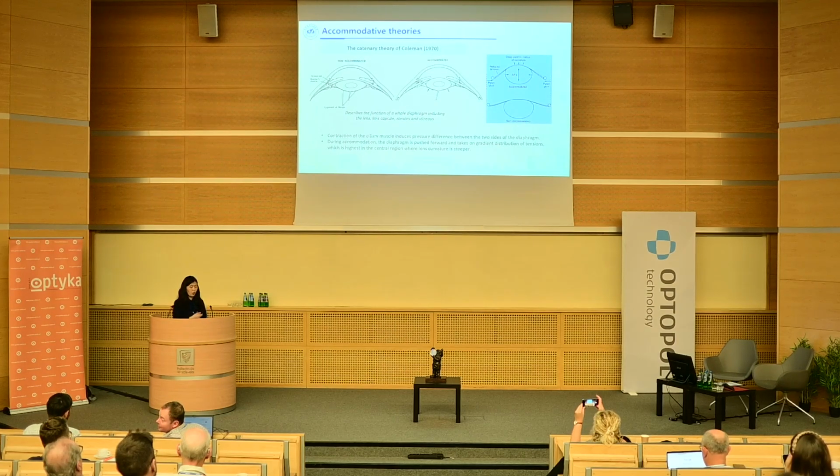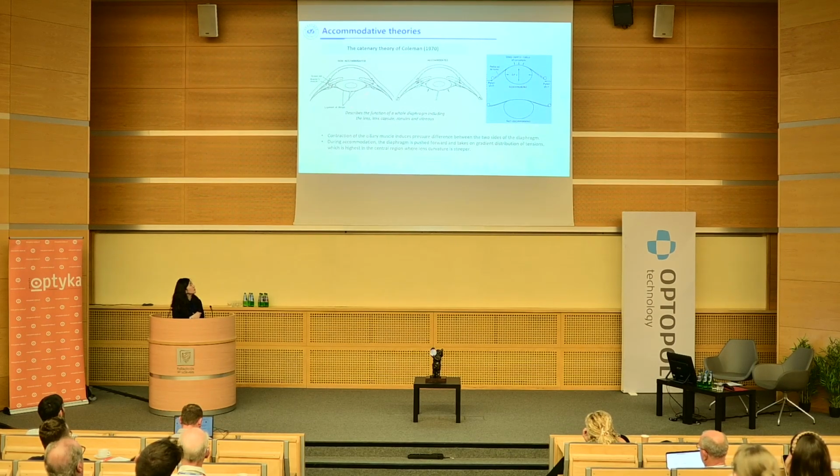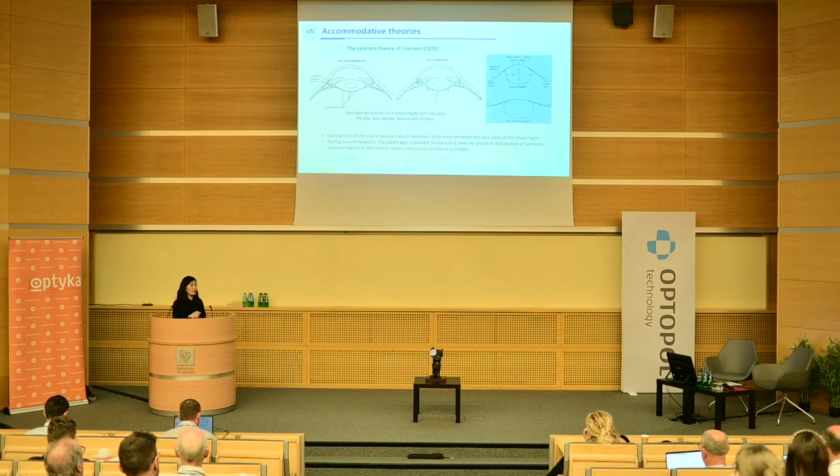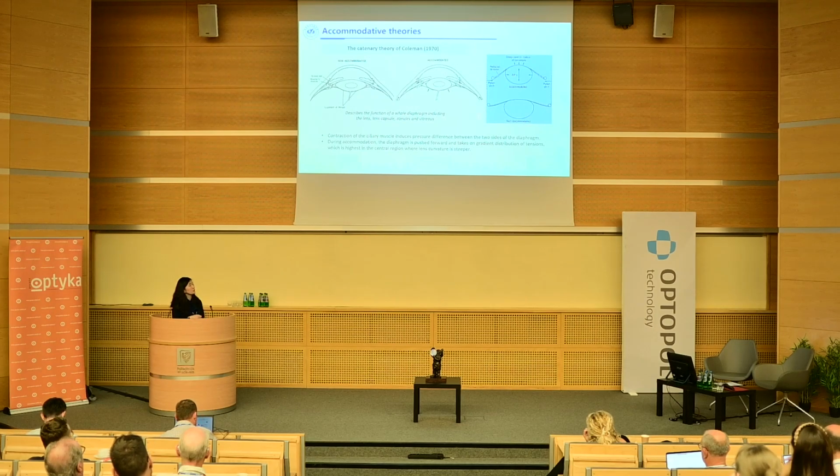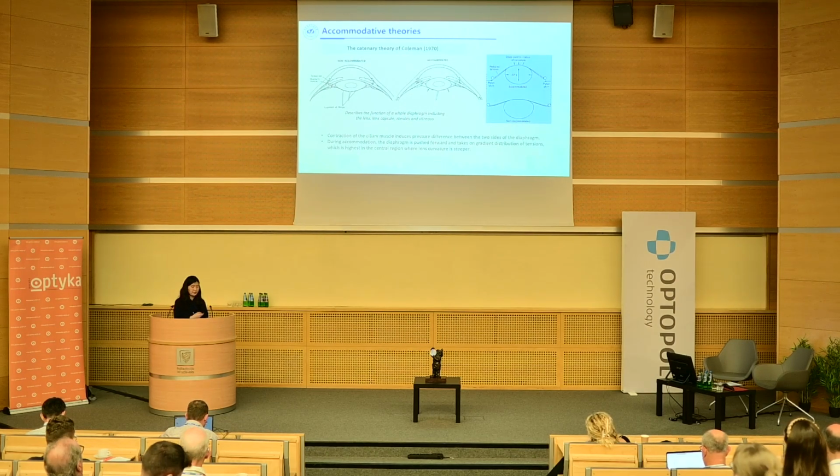And also there's the Coleman theory. He especially considers the zonules, the anterior membrane of the vitreous, and the lens capsule as a complete diaphragm. So when the ciliary muscle contracts, that will cause a pressure difference between the anterior side and the posterior side, and that will push the lens in the forward direction. And so there will be a steeper curvature in the lens center and a flattened curvature in the lens periphery.